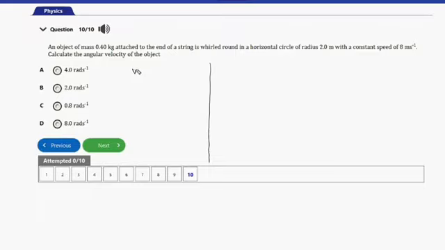So guys, like we've stated earlier on, the linear speed is related to the angular speed by the equation v is equal to omega r, where omega is the angular speed or angular velocity. So in order to calculate for the angular velocity omega, we'll have omega is equal to v over r. So where v is the linear speed, which is 8 meters per second, and then we'll divide it by the radius of the path, which is 2.0 meters. So guys, when we do that, we'll have 4 radians per second, and that's option A here, guys. So that's it for this question, and this is where we'll end this video for today, guys.